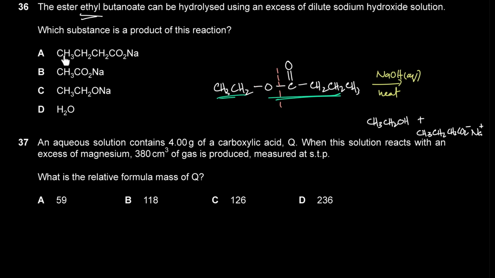So the answer over here is A. We're going to get sodium butanoate and ethanol. So sodium butanoate is one of the products.